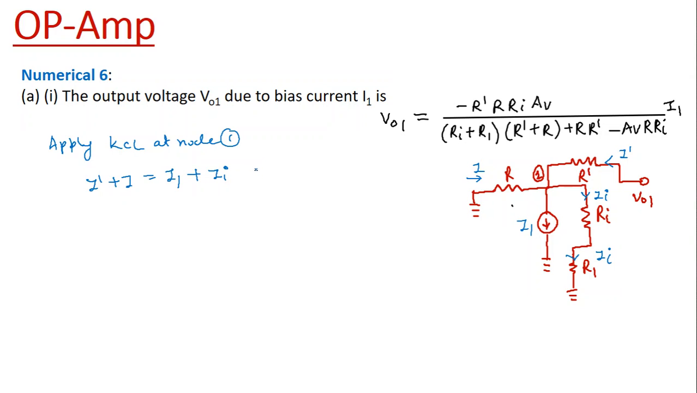So this is our equation number A. Let this be equation number A. Now we apply KVL in loop 1.